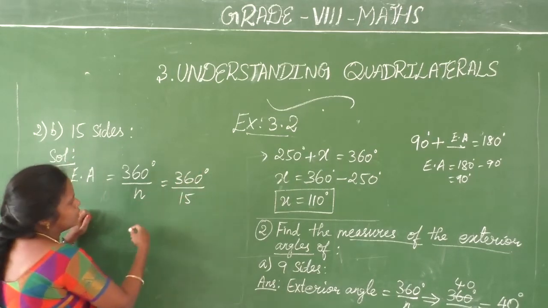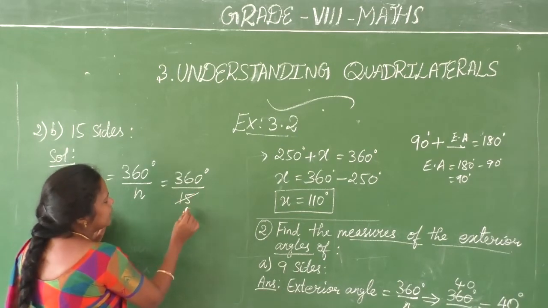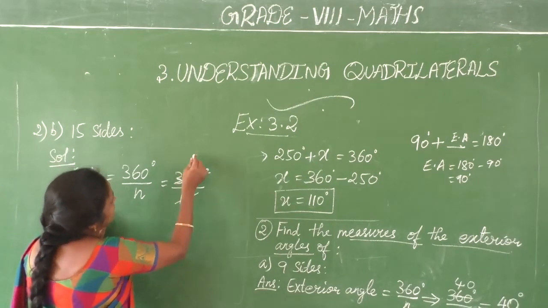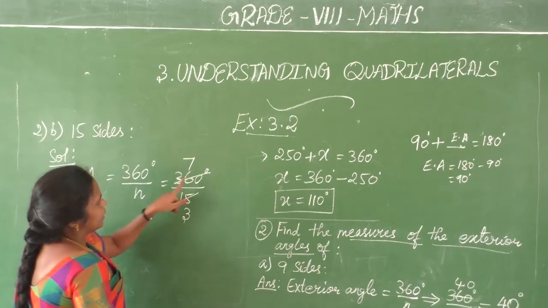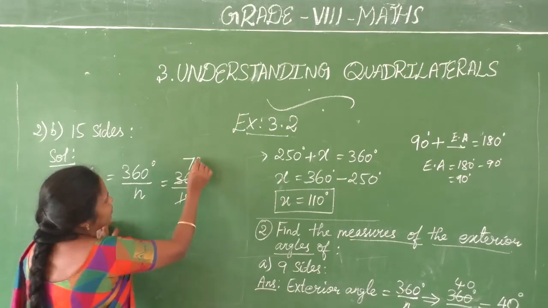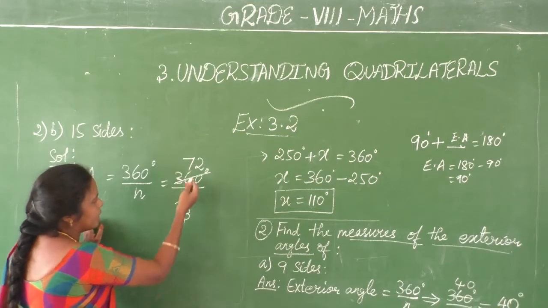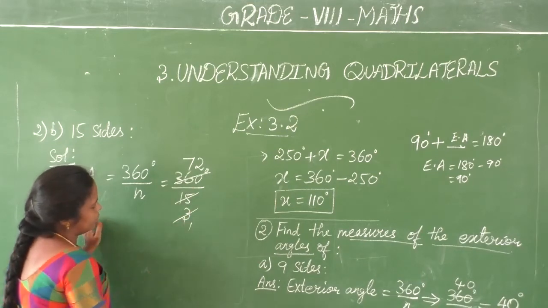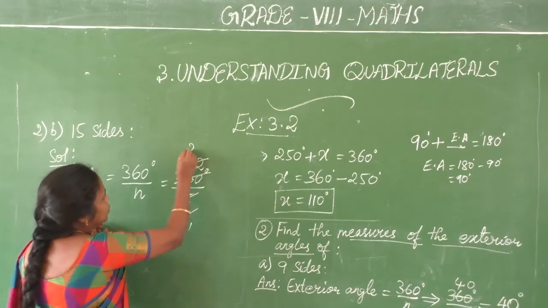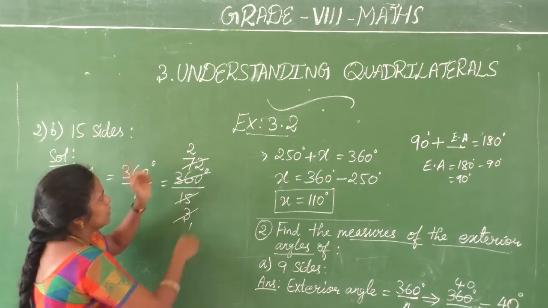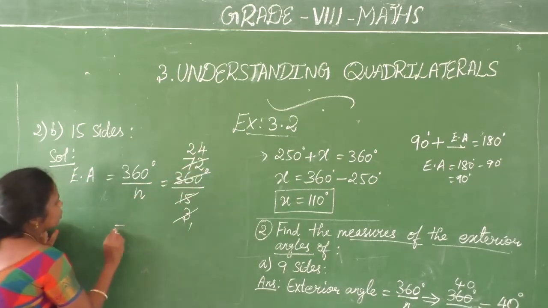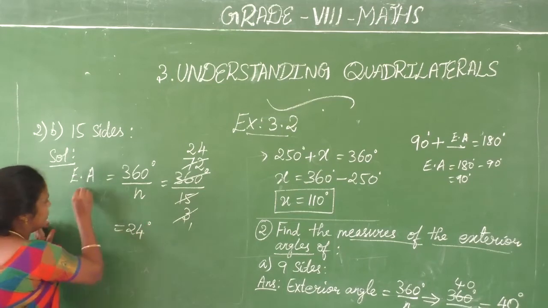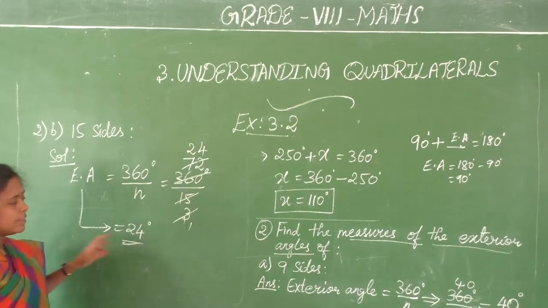So we have to simplify this by the fifth table. 3 5s are 15, 7 5s are 35, remainder 1, 10. So 2 5s are 10. Clear? Again by the third table, if you simplify it, what comes? 1 3 is 3, 2 3s are 6, remainder 1 becomes 12. So 4 3s are 12. So 24 degree. Clear? This is our required answer.